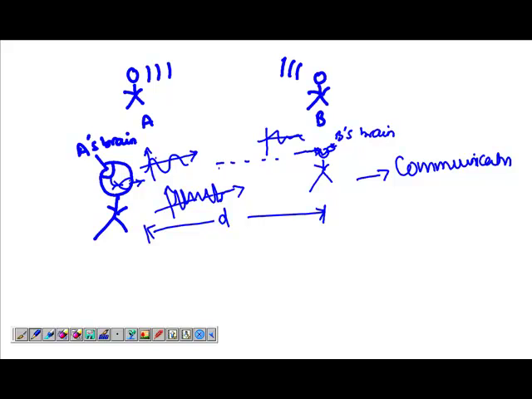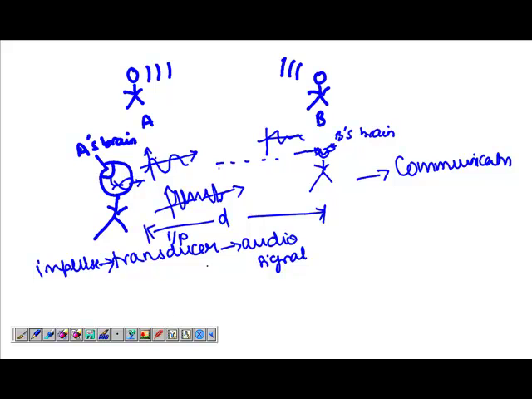The brain first sends the message, and the mouth is like a transducer that converts the message from a nerve impulse, or you can say, loosely speaking, electric signal, to an audio signal, right? So we can call this the input transducer, and B's ears are the output transducers that convert the audio signal back to a nerve impulse so that the brain can interpret whatever A is saying, right?